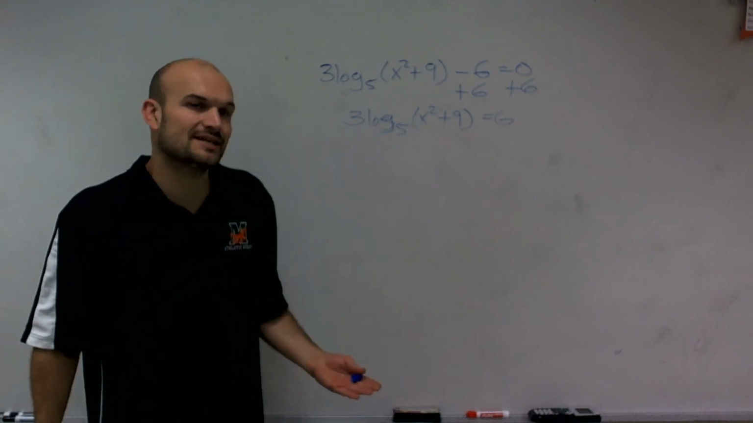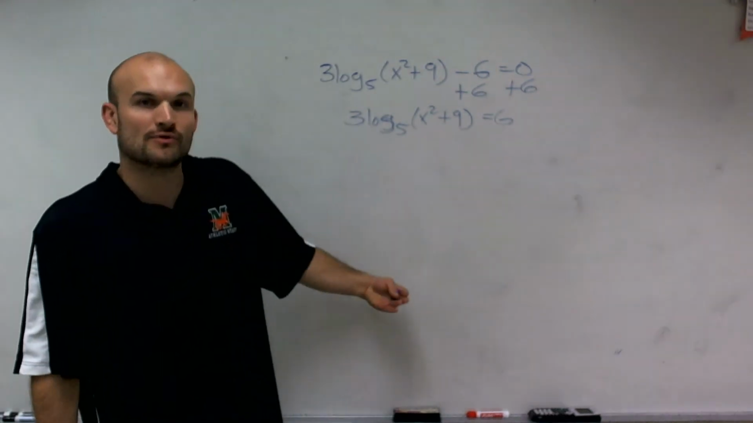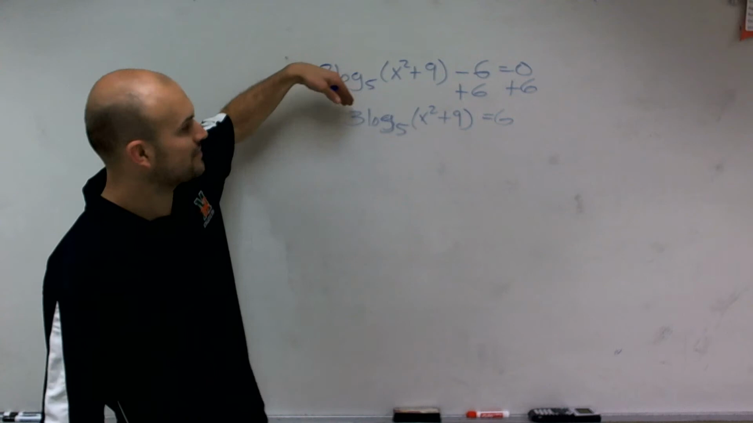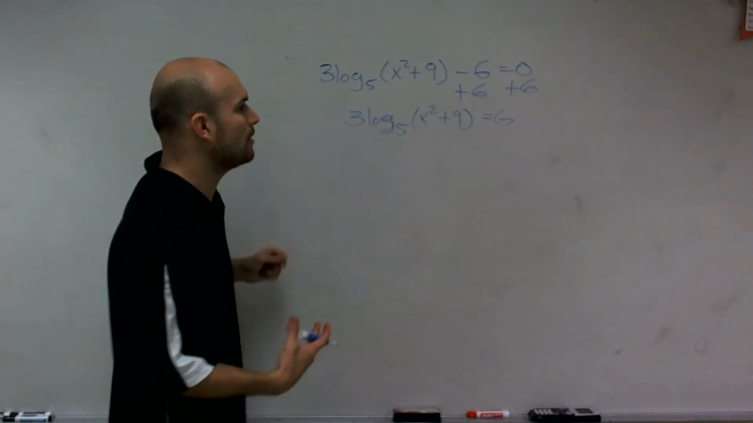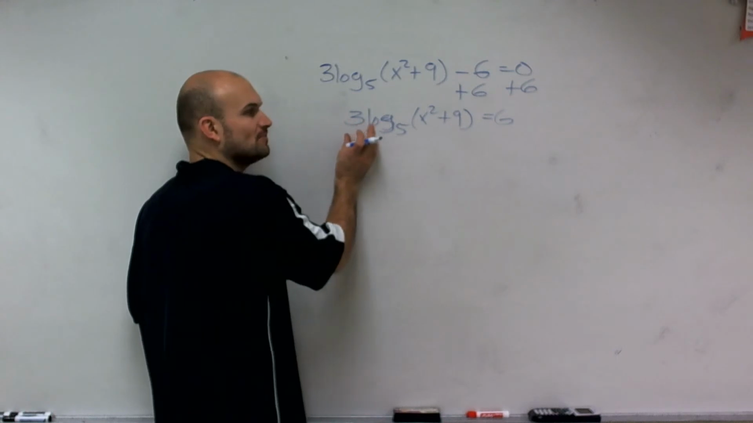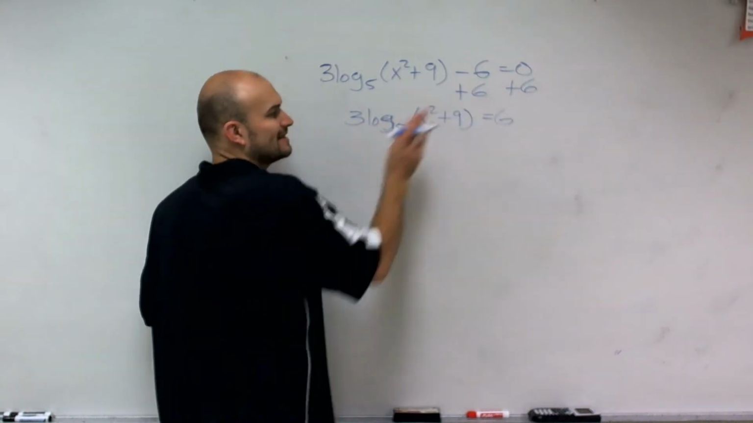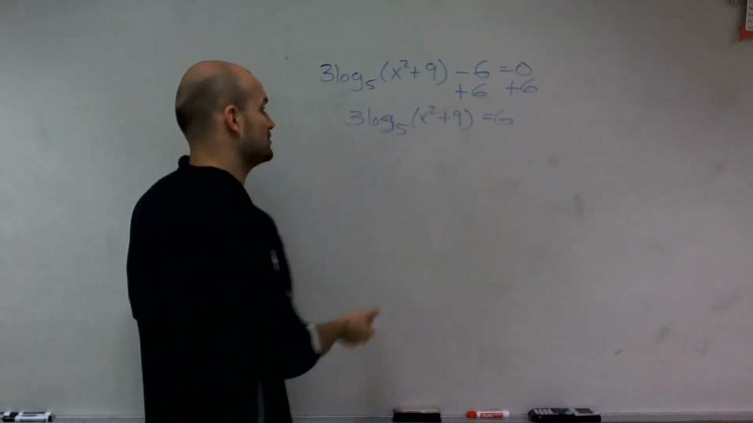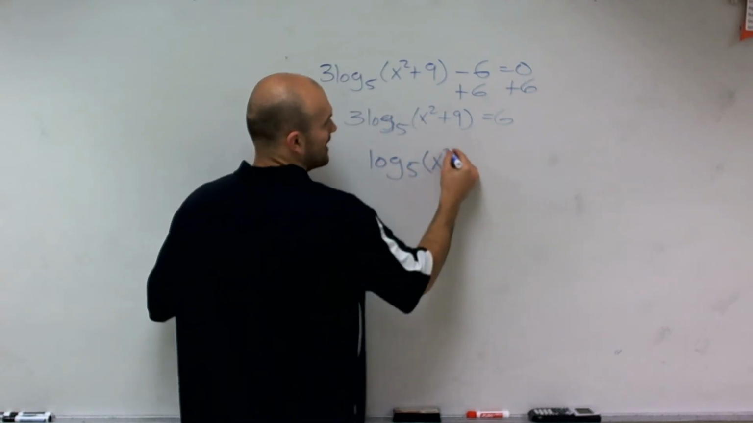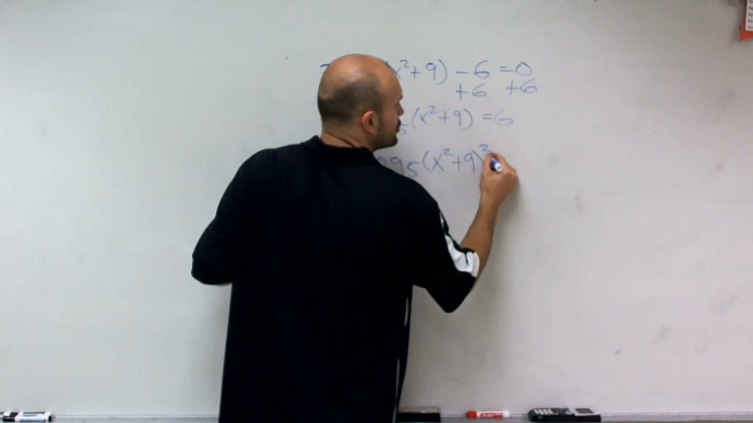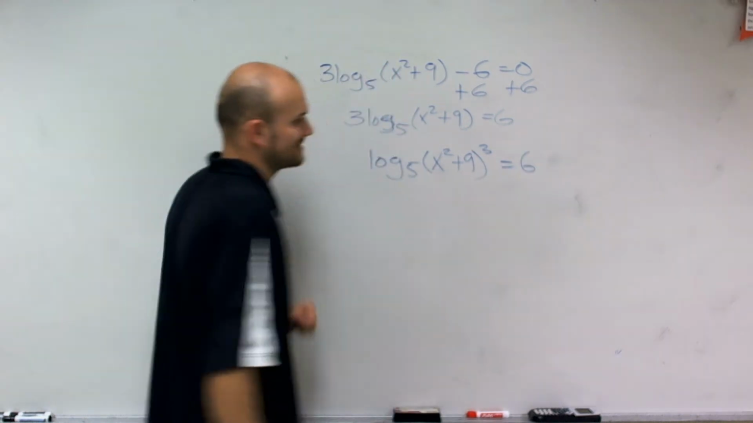Now the next thing I need to do is use the power rule of logarithms to rewrite the multiply by 3 as my exponent within my logarithm. So remember, the power rule of logarithms states if you have a number multiplied by your logarithm, you can rewrite that as an exponent inside your logarithm. So therefore I can rewrite this as log base 5 of x squared plus 9 cubed equals 6.